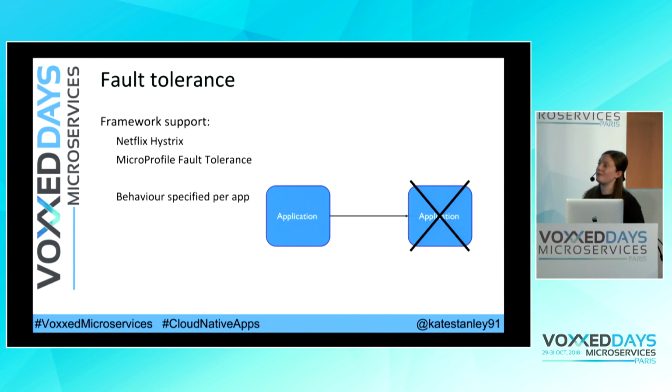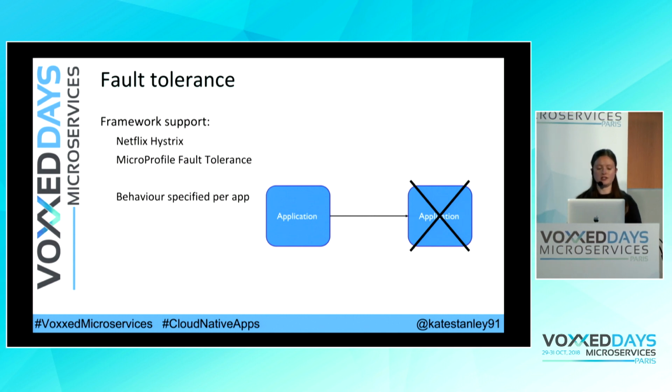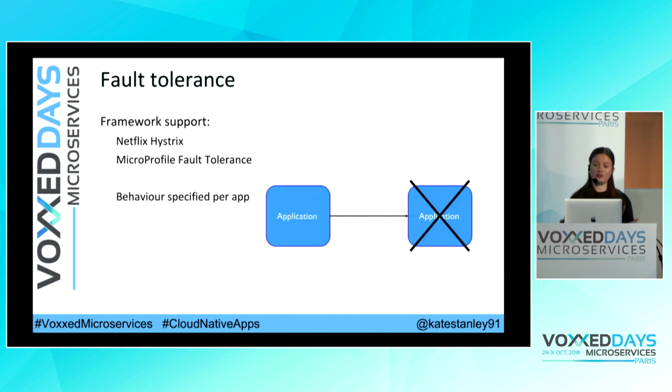So we have some framework support again, Netflix Hystrix being the one that I already mentioned, and MicroProfile have a fault tolerance module that you can use to configure circuit breakers and all of the normal fault tolerance things you would expect. And here again, the behavior is being specified per app. So when you write your application code, you're making a choice around specifically how many retries am I going to do, when am I going to trip the circuit, and the other one is the fallback behavior.